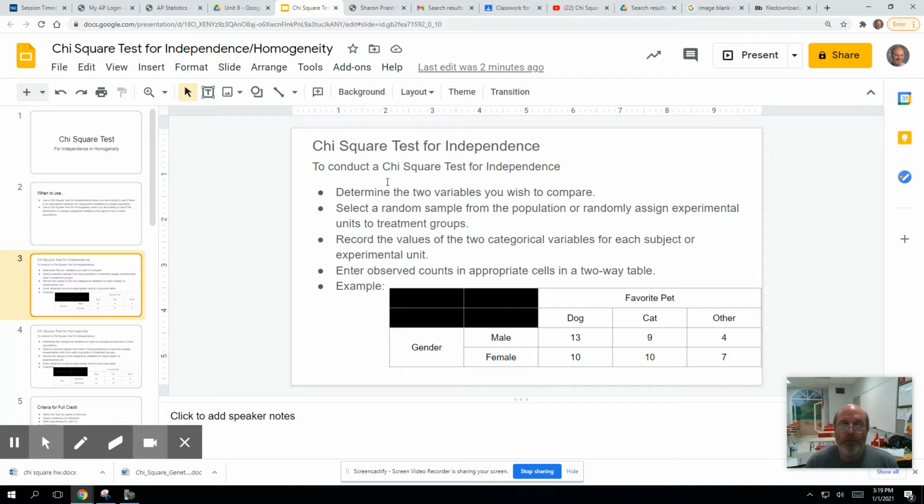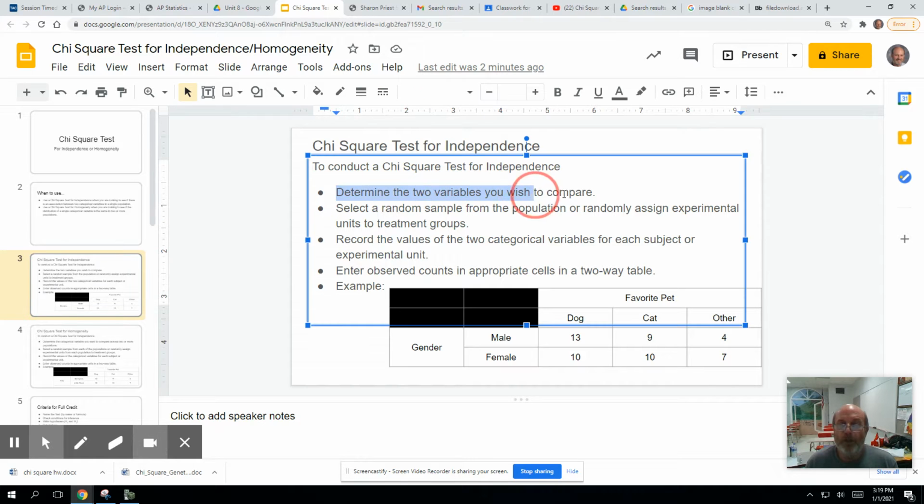In a chi-square test for independence, we need to determine the two variables that we want to compare. This is a table that was set up, and these chi-square tests for independence and homogeneity will always involve a two-dimensional table with rows and columns. You could have more than two categories, but there's always going to be two different variables, one represented by the columns in the table, one represented by the rows. So we're going to determine the two variables we wish to compare.